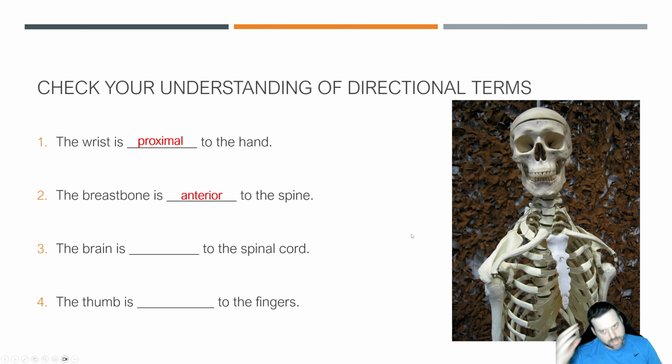Number 3, the brain is blank to the spinal cord. That's going to be superior. And finally, the thumb is going to be what to the fingers? The answer is lateral, because why? Think of the person in anatomical position. If you're in anatomical position, the thumb is lateral to your fingers. You also could say that your thumb is proximal to your fingers because it's higher up, closer to the point of attachment.